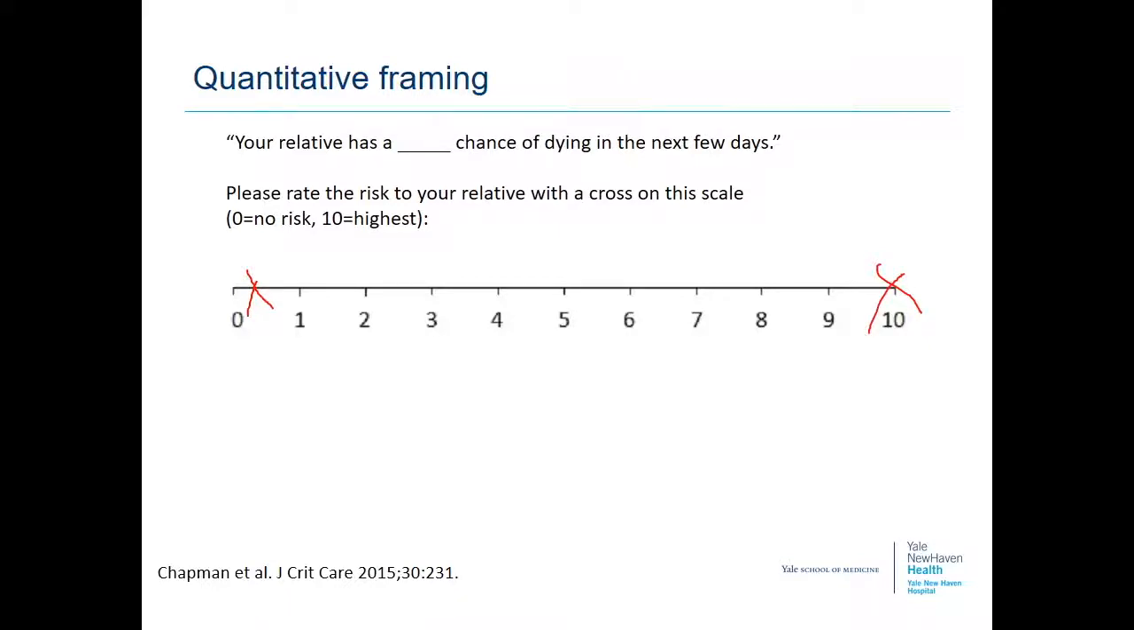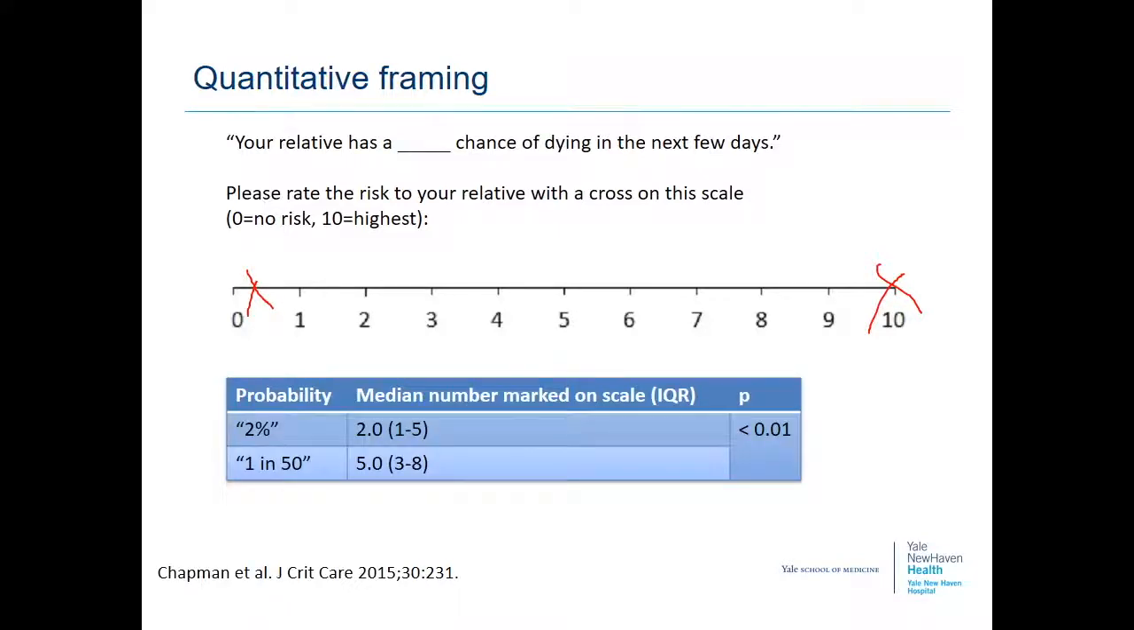And what was interesting is they varied between different participants how the number in the blank was framed. For some, they gave a probability in percentage, such as 2%. And for others, they expressed the probability as a frequency, such as 1 in 50. Now 2% and 1 in 50, for those of you that like math, are the same. They're basically numerically equivalent. But you can see the median number that was marked on the scale was different between the two groups. Statistically significant.